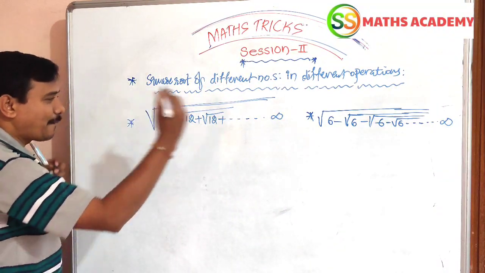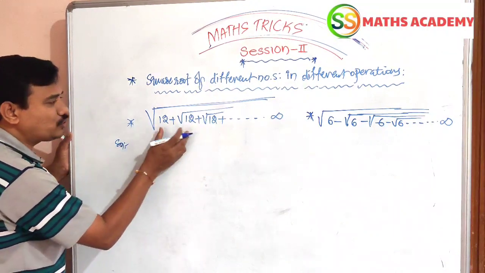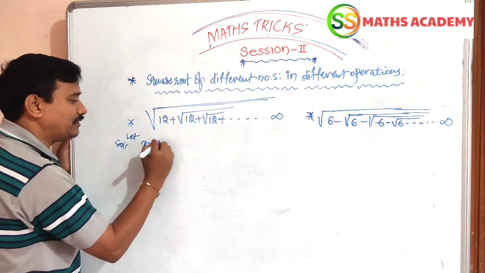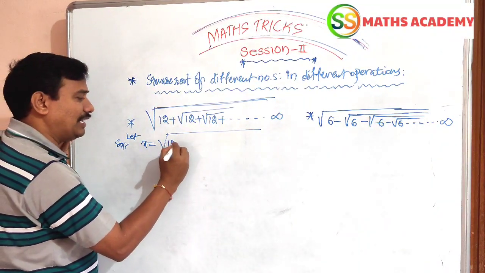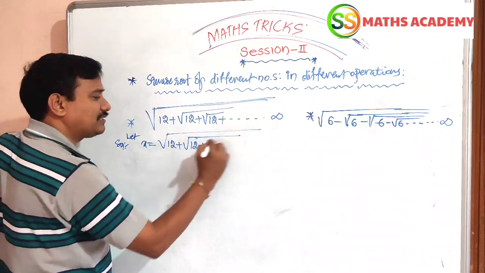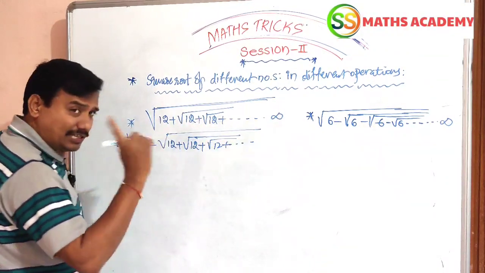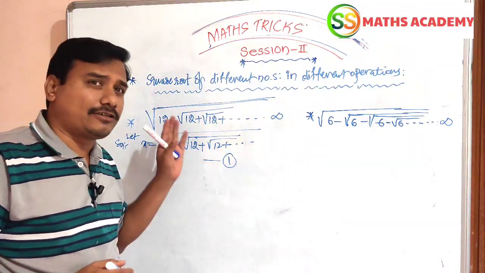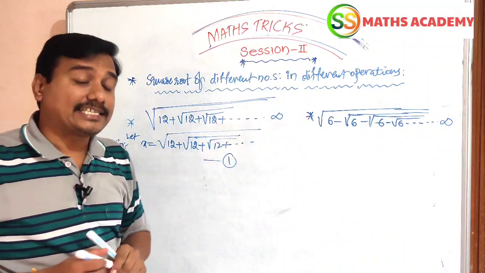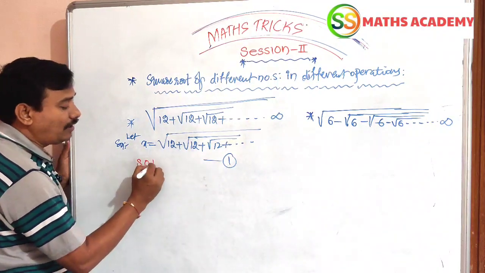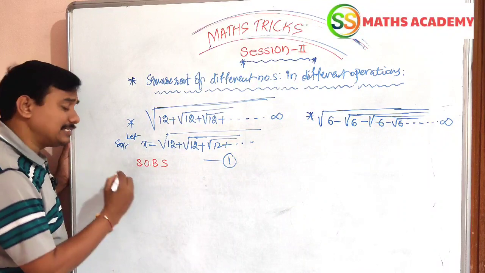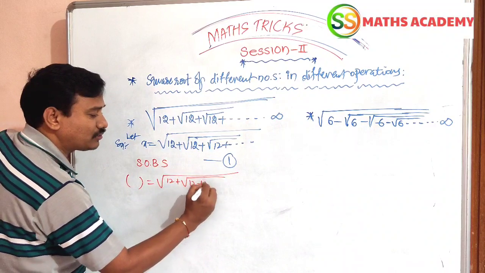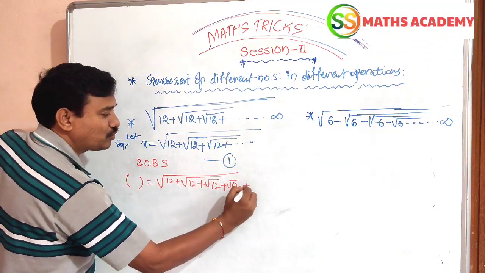Let us see, friends. Yes, I am choosing this total term equal to x. I am assuming let x be the total value. Yes, x equals square root of 12 plus square root of 12 plus square root of 12 plus and so on. Yes, friends, put it as equation number 1. Yes, I am doing one thing here. The terms are in terms of square root, so I am squaring on both sides. What will we get here? Yes, squaring on both sides, nothing but square root of 12 plus square root of 12 plus square root of 12 plus and so on.